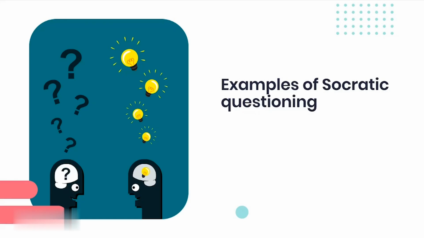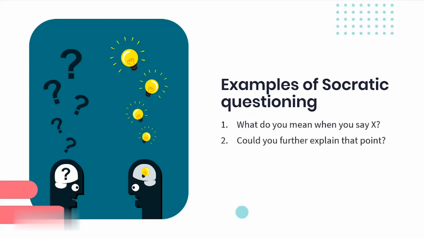Question number 1 states that, what do you mean when you say this? Or what do you mean when you say that? And secondly, an elaboration on that question is, could you further explain that point? This is an example of clarification in terms of Socratic questioning.